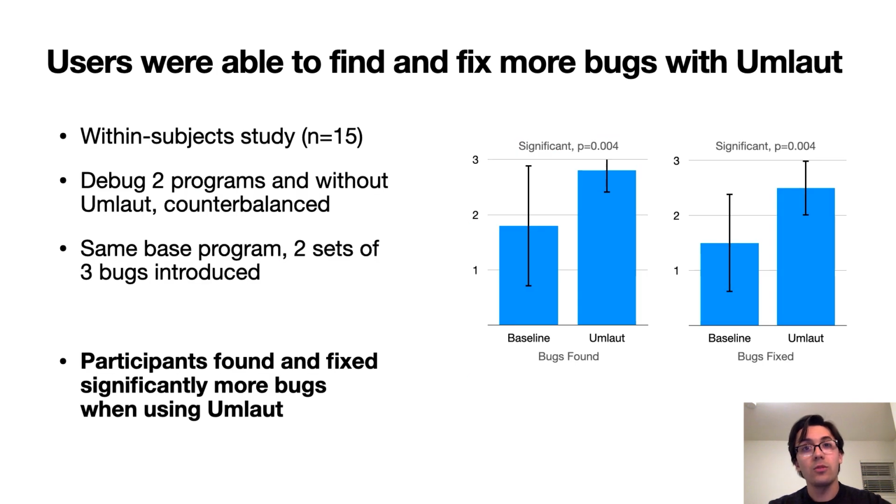To evaluate Umlaut, we conducted a within-subject study with 15 participants. Their task was to debug 2 image classification programs with different sets of 3 bugs introduced. Participants were asked to find and fix all the bugs in these programs, alternating with and without Umlaut in counterbalanced conditions. When using Umlaut, participants found and fixed significantly more bugs in each program. Please look at our paper for details.